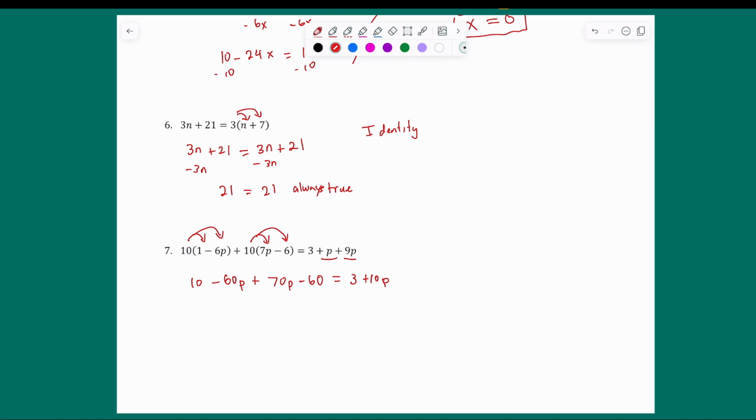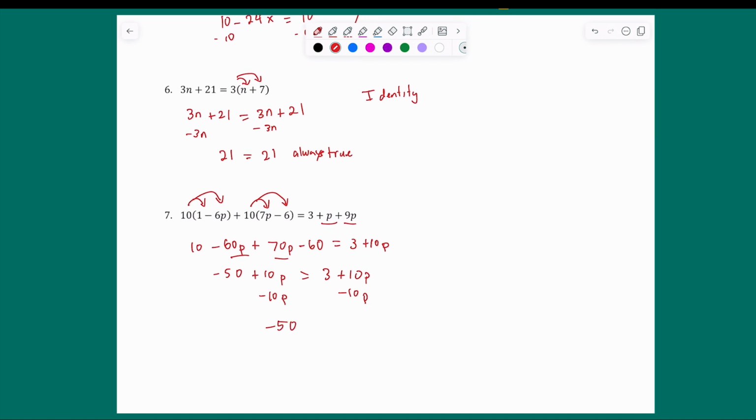Let's combine our like terms on the left. We do have 10 and minus 60, so that's going to give us negative 50. And then we have negative 60p and 70p. Those are like terms, so adding those, we get 10p. So we have negative 50 plus 10p equals 3 plus 10p. Once again, if I subtract 10p on both sides to isolate the p, you'll notice that we get negative 50 equal to 3, and that is a false statement, which indicates a contradiction.